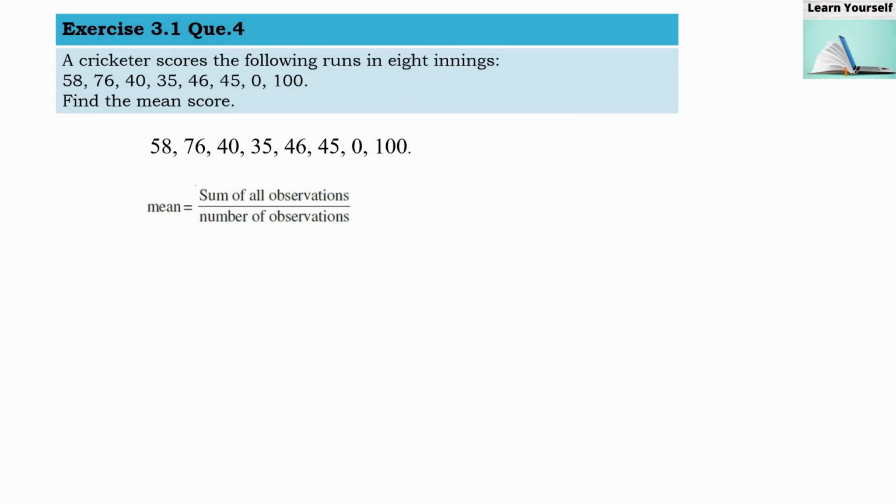Exercise 3.1, question number 4. A cricketer scores the following runs in 8 innings. So these are 8 innings and he made all these runs. We have to find the mean score. So this is the formula for arithmetic mean, the sum of all the observations divided by the number of observations. So here we are going to add all these runs, 58 plus 45.